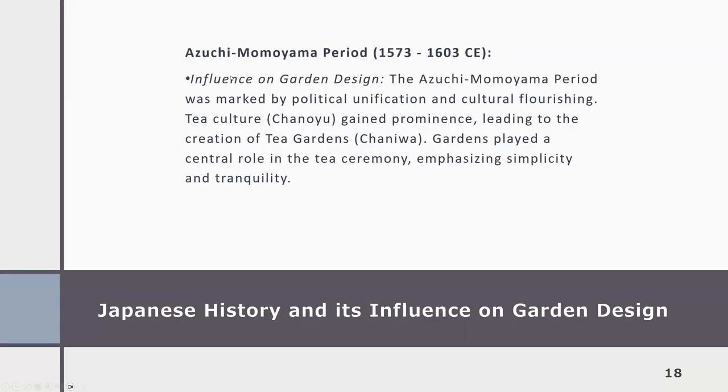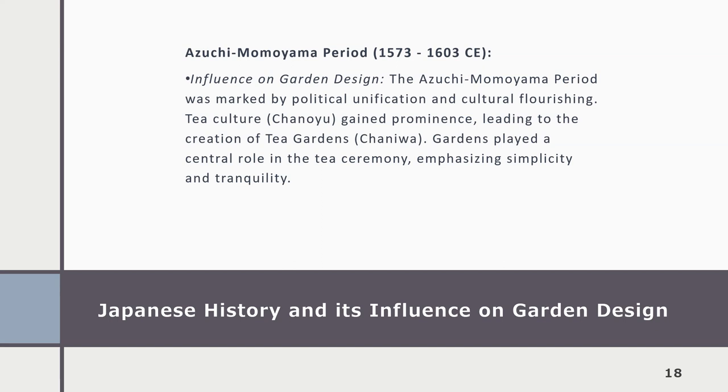Then we go to the Azuchi-Momoyama period, right? So that's when we have the idea of tea culture. Again, there is some influence from China, and we get the Cha-no-Yu. Cha-no-Yu is simply tea culture in Japanese. And this leads to the creation of tea gardens, which are called Cha-niwa. And these are simple gardens, right?